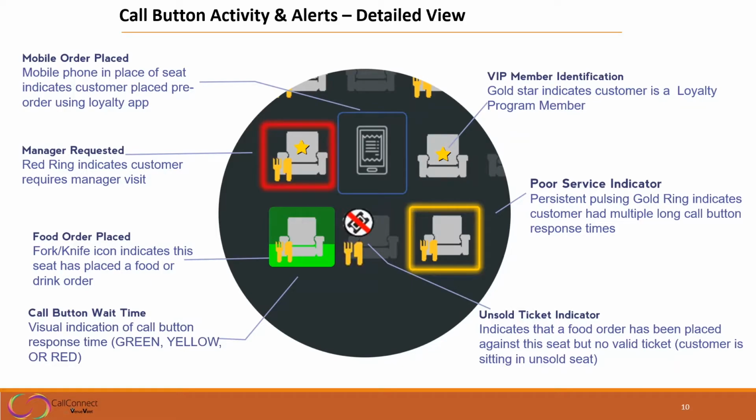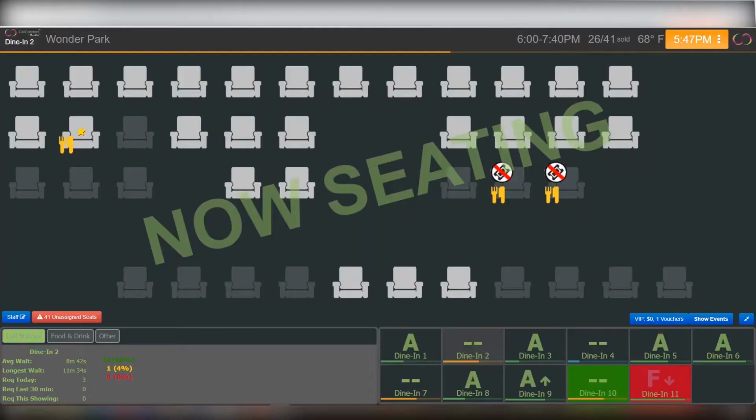An unsold ticket indicator icon, shown with a ticket with a red bar going through it, will show if a customer has placed an order but they don't have a legitimate ticket on that seat, which is reconciled against the point of sale system. For example, if a food order is placed on a seat, we'll represent that seat with a fork and knife icon. Now let's go over to the demo so we can show some live examples of what we just saw.